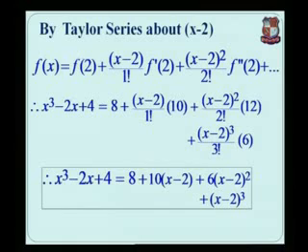Okay, so this is the expansion of x cube minus 2x plus 4 in powers of x minus 2, where the answer is 8 plus 10 into (x minus 2) plus 6 into (x minus 2) square plus (x minus 2) raised to power 3. And how to verify this? If we expand the right side, that is (x minus 2) multiplied by 10, (x minus 2) square multiplied by 6 and (x minus 2) raised to 3, then we get the left side, that is x cube minus 2x plus 4.